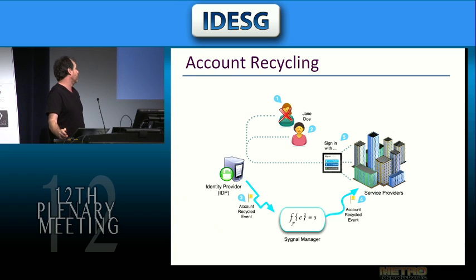So again, that would be a signal. It would be an account recycled event that runs through the signal manager, process and policy, and then is distributed to the service providers that have already indicated that they are dependent on that email address. In this case, hopefully we've prevented somebody from being in control of your financial account.